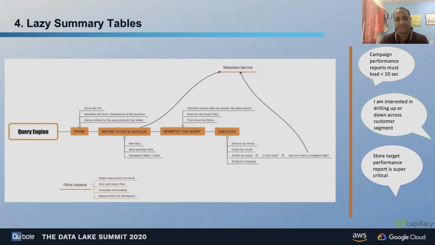rewrites that query in a way that it can be answered either from the most granular tables, or from more rolled up cubes or summary tables. And then it executes that rewritten query, caches the results, and is also responsible for doing a predictive warm-up. So it anticipates what queries are going to run today, and then warms up the cache.